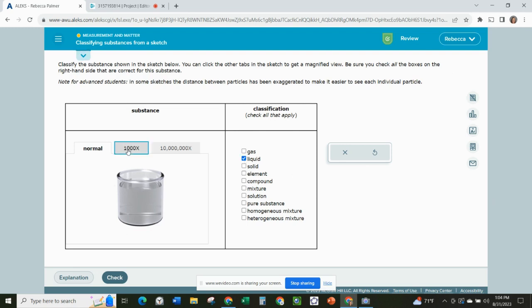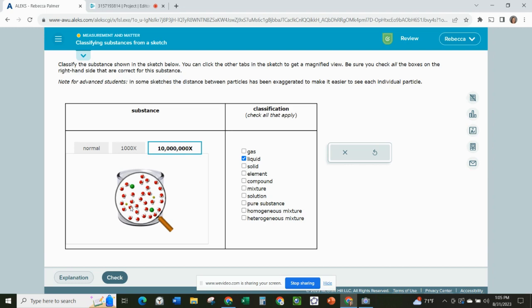Okay, that's pretty easy. Then we look here. It looks like it's clear. So whatever it is, we can see through it. So that's going to help us answer some of these next questions. And then if we zoom in all the way, we have a mixture of things. And what this is trying to represent here is sodium chloride in water.